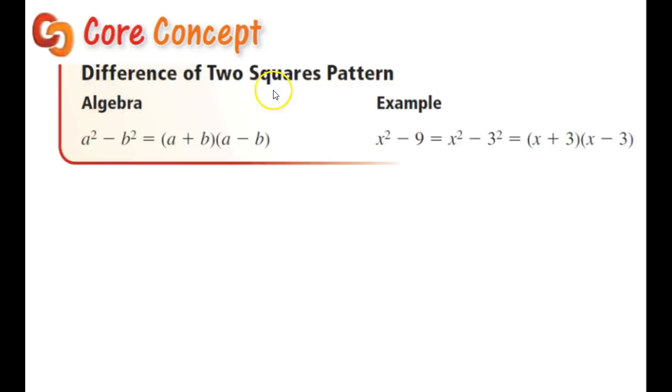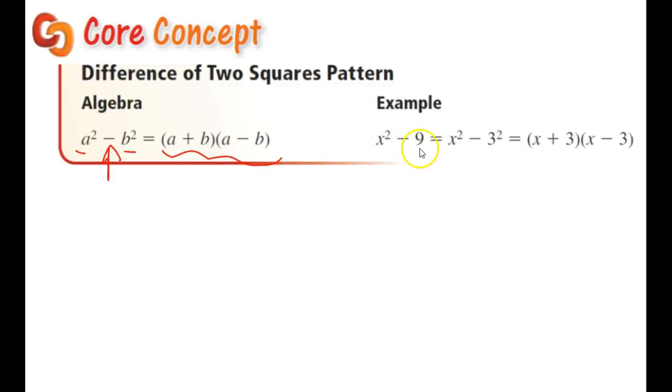So this is called the difference of two squares. So when I see I have two things that are being subtracted, right, we're talking difference, and difference means subtraction. If I have two things that I know the square root of, this is the difference of two squares. So if I see I have a squared minus b squared, I can factor that into a plus b times a minus b. So here's the example.